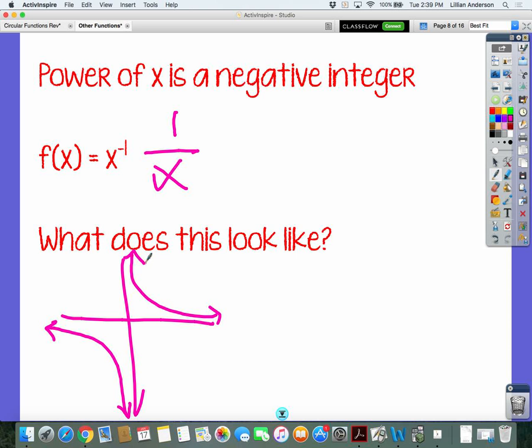Okay? That's what those look like. It looks like it's not touching x or it's not touching y. What about ones like this, x to the negative 2? Graph that real quick. Standard window. What do those look like?